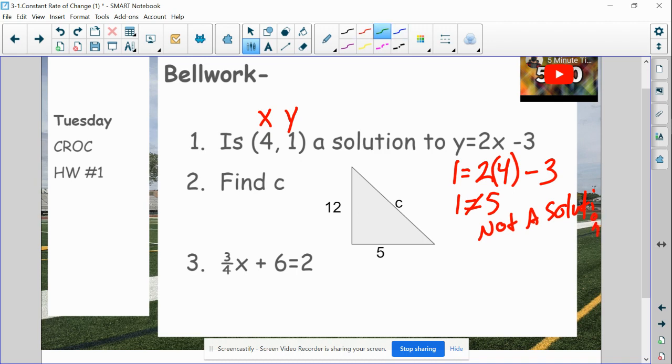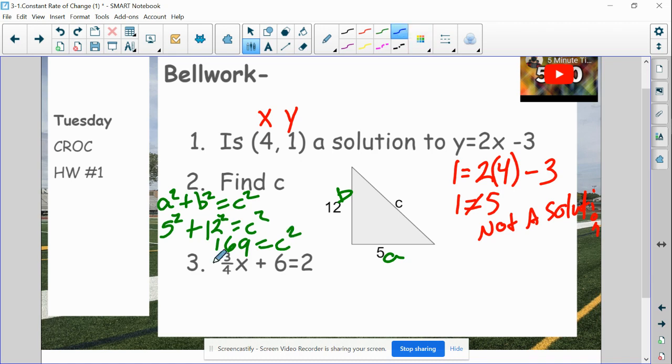Okay, the next one, Pythagorean theorem. Remember, a squared plus b squared equals c squared. And then we have our a and our b. So what's 5 squared plus 12 squared equal to c squared? 25 plus 144 makes 169. And the opposite of squaring is a square root. Okay, and the square root of 169 is 13. So c equals 13.